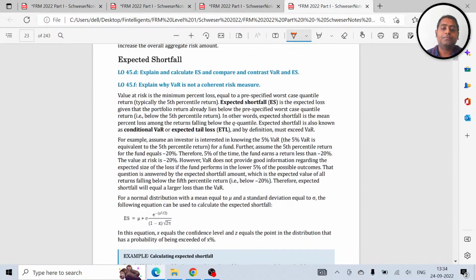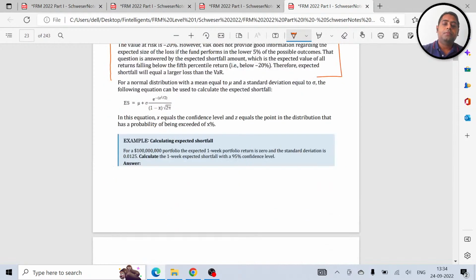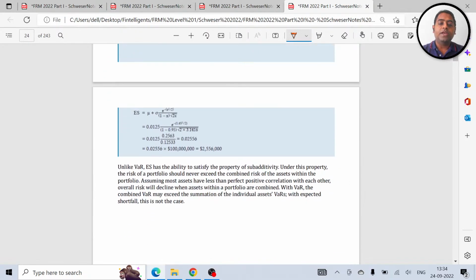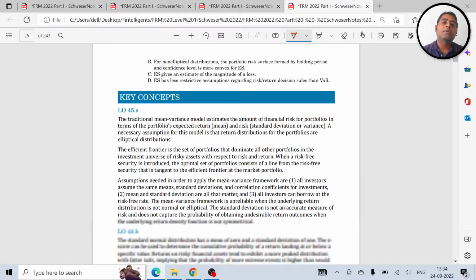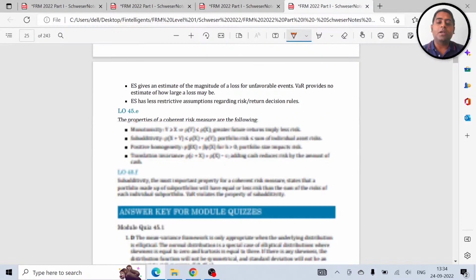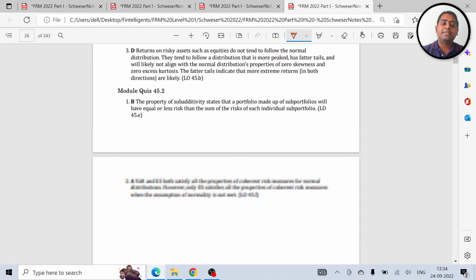Expected shortfall. How do you calculate expected shortfall? Not the formula, but the logic. You should be comfortable with that part. Moving ahead. For the rest, everything is okay from this chapter. Let us move forward towards the next section.